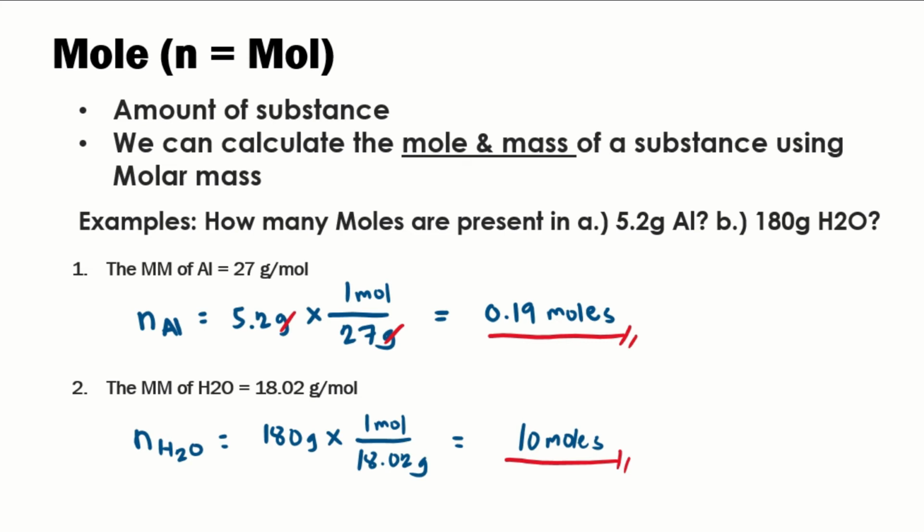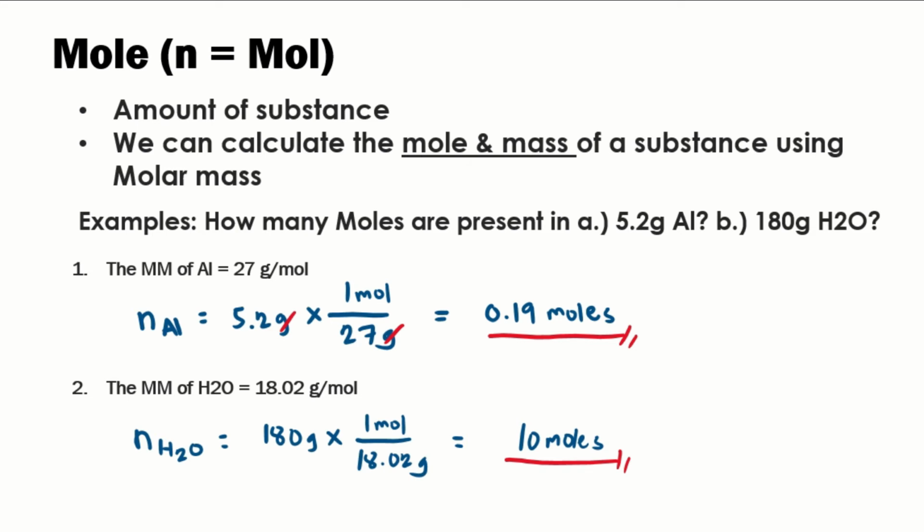So using the molar mass as our conversion factor, we have 5.2 grams of the given aluminum times, for every 1 mole, we have 27 grams of aluminum. So cancel si grams, and the mole is 0.19 moles. So ibig sabihin nun, class, there is 0.19 moles sa 5.2 grams. So yun lang yung dami ng moles na present sa 5.2 grams.